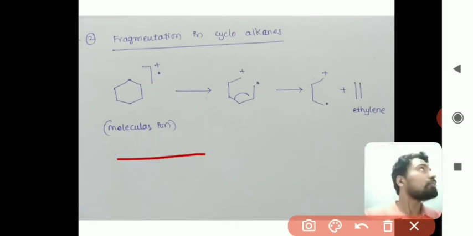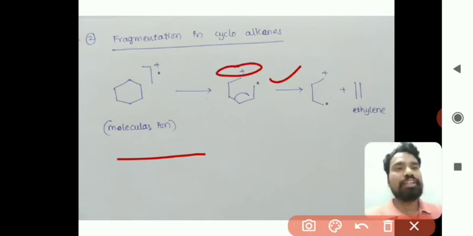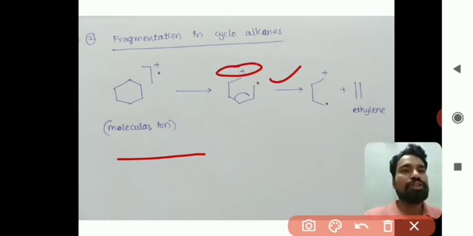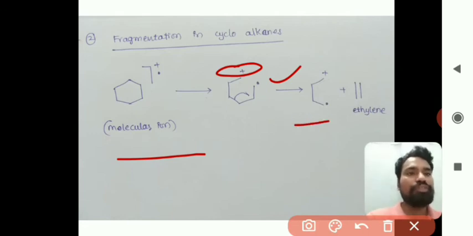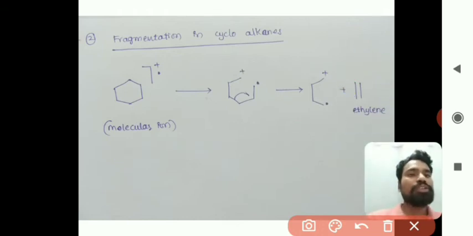In the case of the cycloalkane radical cation, as we observed with alkanes, only sigma bonded electrons are there. The same thing holds for cycloalkanes. We have sigma bonded electrons, so a sigma bond will break, and then one carbon will get a positive charge and the other one will get a radical. This then undergoes further fragmentation and forms an alkene radical cation and an ethylene molecule. So this is the process of fragmentation in cycloalkanes.